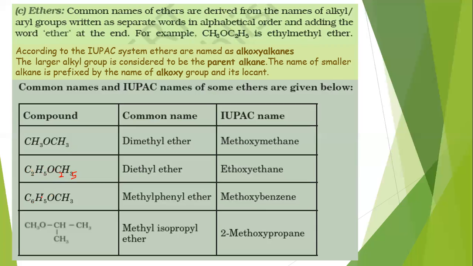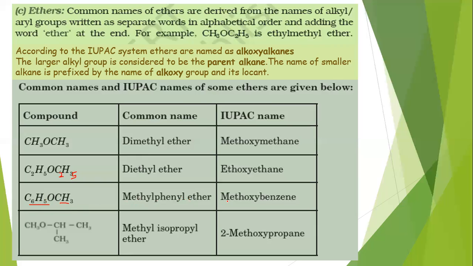This example, C6H5OCH3, is a mixed ether. The larger group is the benzene group; benzene is considered the larger aromatic compound. So in the common name it is methyl phenyl ether. This is the methyl group and this is the phenyl group. So methyl phenyl ether.